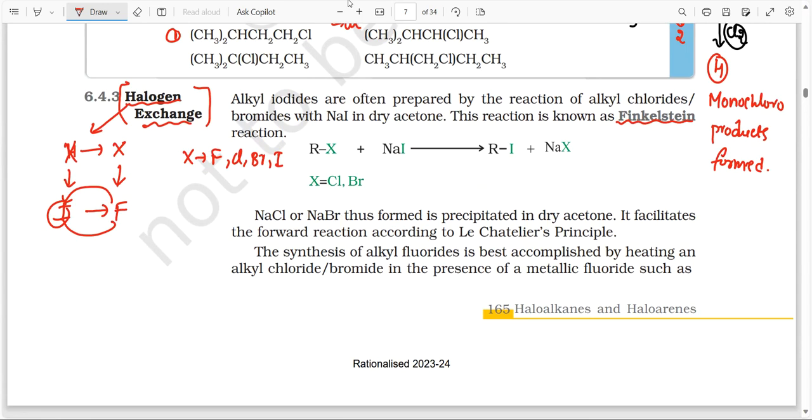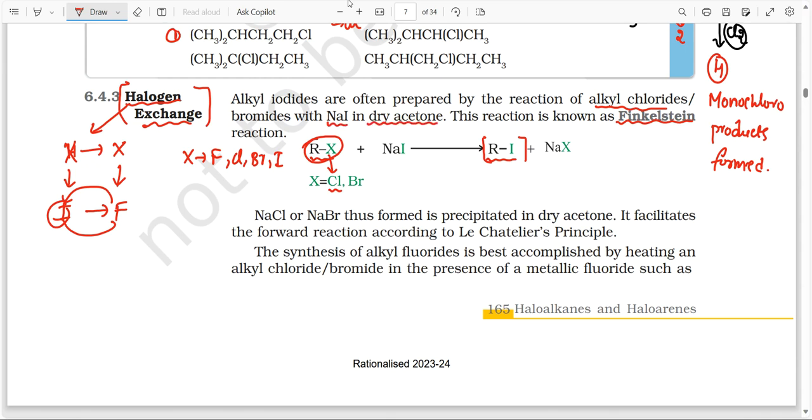Alkyl iodides, this form of iodides, are often prepared, that means repeatedly prepared, by the reaction of alkyl chloride or alkyl bromide. Here in place of X, if we take chlorine, it is an alkyl chloride. If X is bromine, it is an alkyl bromide. The reaction is with sodium iodide in the presence of dry acetone.